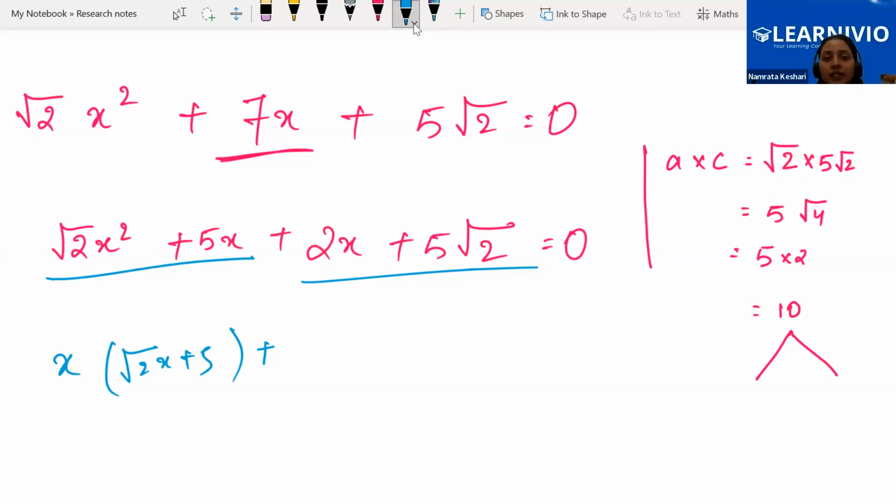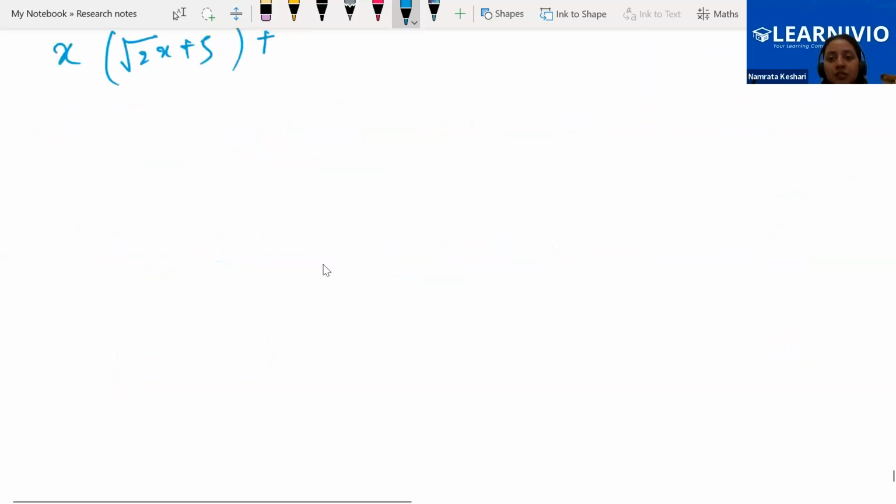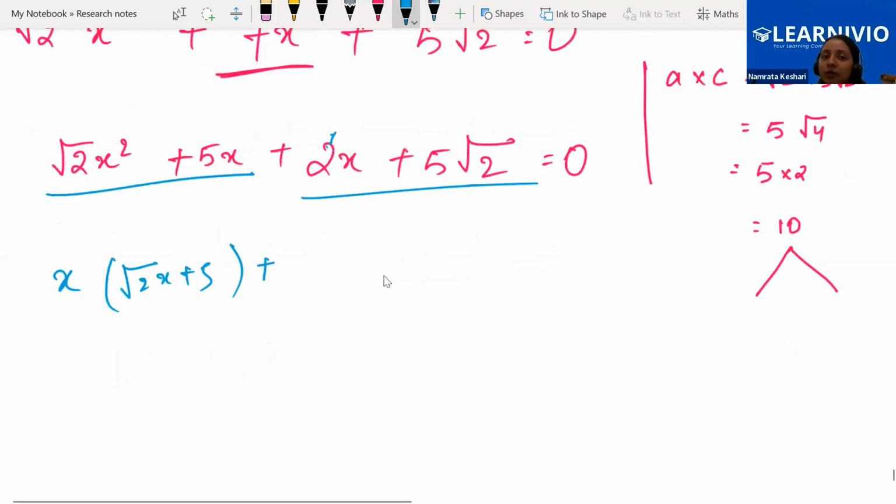Here we need to understand, Zoha, that 2 is just a combination. If we factorize this 2, 2 means root 2 into root 2. So if we understand it, we will be able to take out the common factor. Can you tell me now what is the common factor, Zoha? Okay, so can we take a common factor?